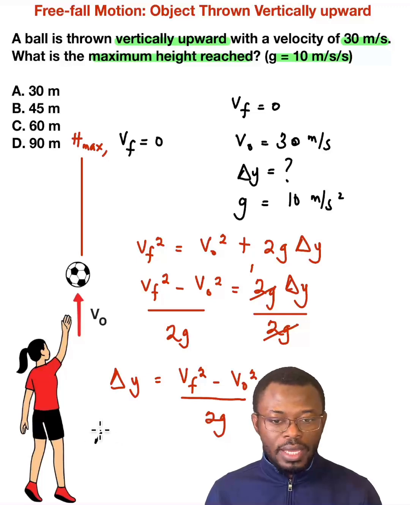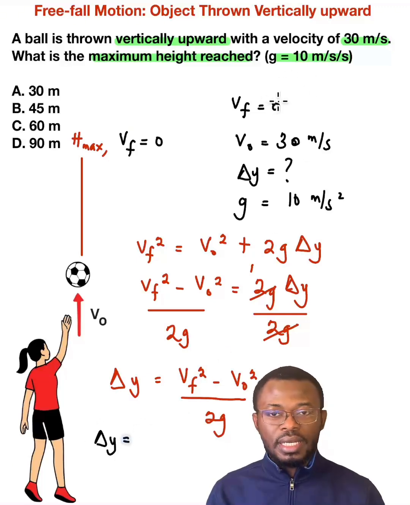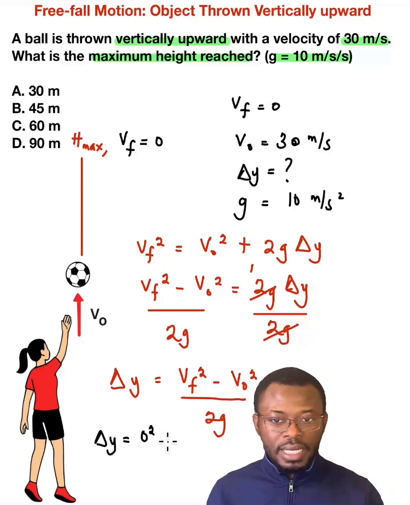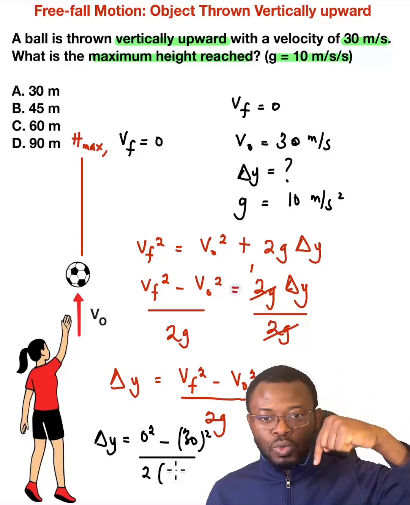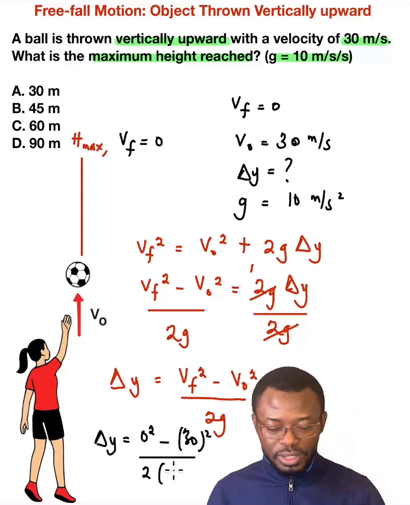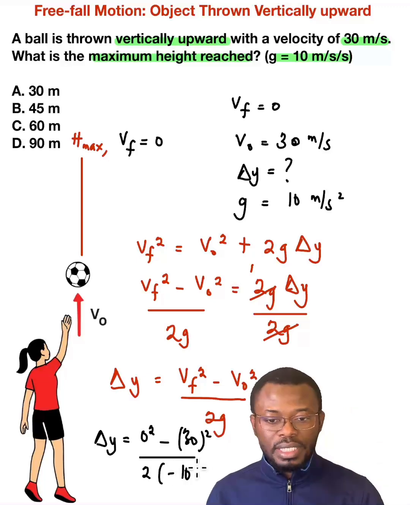So delta y is going to be v final squared, which is 0 squared. That is the velocity at the maximum height. So 0 squared and then minus v initial squared. So we have 30 squared and then divided by 2g. So we have 2 times g, which is 10 meters per second squared, but g is pointing downwards. So downward is negative, upward is positive. So minus 10 meters per second squared.